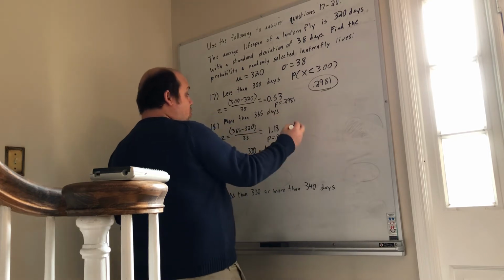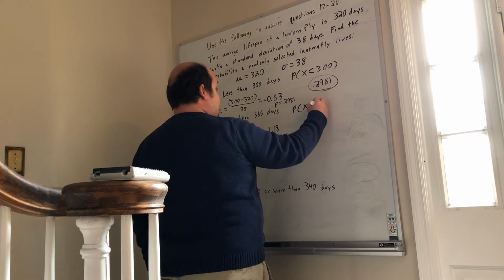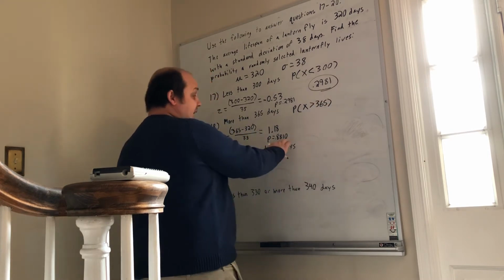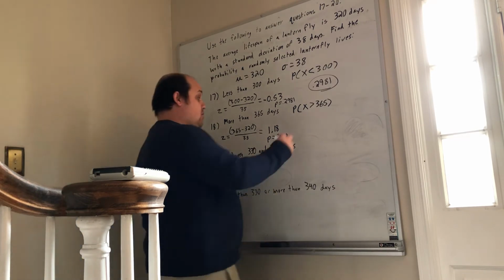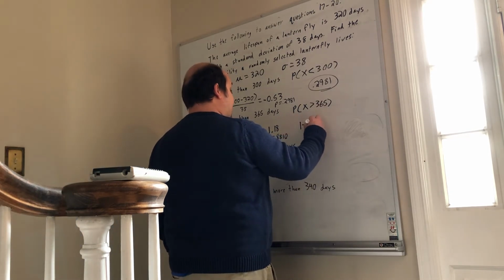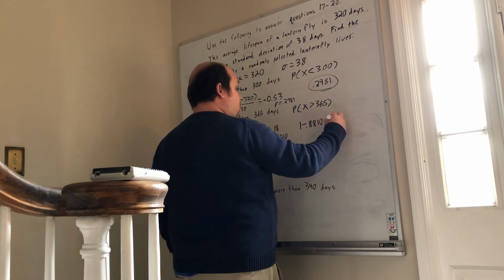Since it says more than 365 days, we're really looking for p of x is greater than. That means we can't use just the table value. We have to do 1 minus the table value. If I do 1 minus 0.8810, that's how I get 0.1190.